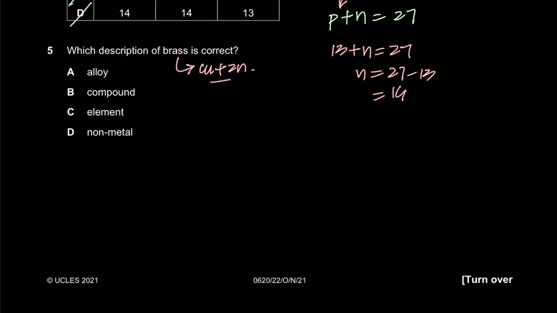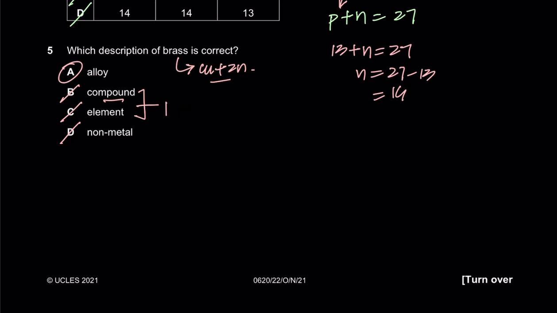Now, it says alloy, yes, brass is an alloy. Compound, no, it's not a compound because there is no chemical reaction between copper and zinc. They are both metals. An element is only made up of one type of atom. Here you have copper atoms as well as zinc atoms. Non-metal? Brass is not a non-metal. It's a mixture of these two metals. So D is also wrong. And you could also say that B and C are wrong because an alloy is not a pure substance.